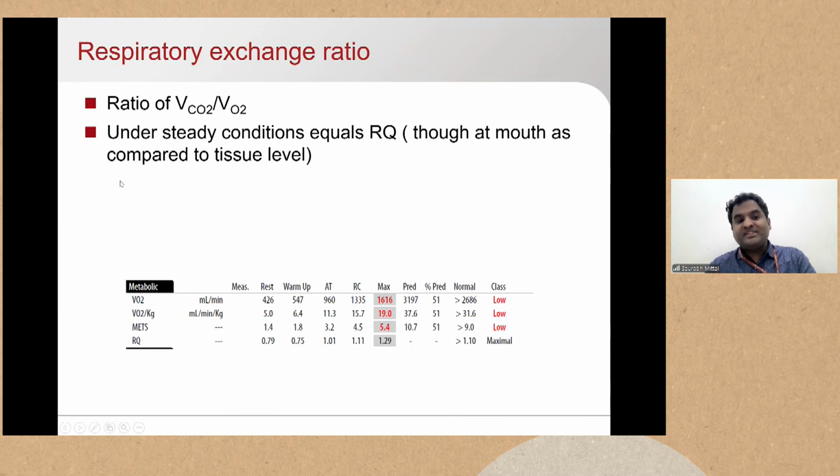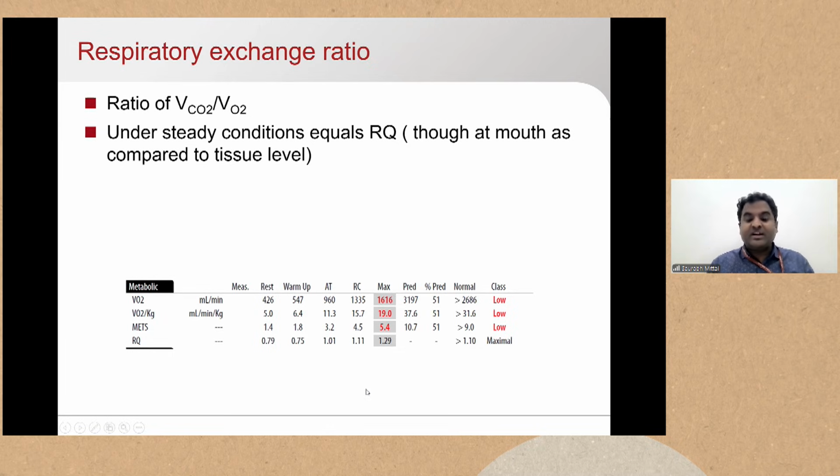Now the ratio of these two values: in physiology we read about the respiratory quotient. Here it is called the respiratory exchange ratio or RER, or sometimes it is referred to as RQ also. So the ratio of VCO2 by VO2 is RQ. The normal value at rest is around 0.7, but as exercise increases, you can see in this report that the patient's value has gone to a maximum of 1.29. That means the patient's CO2 output has exceeded the oxygen consumption, which means the patient has actually done a good test from his maximum capacity.